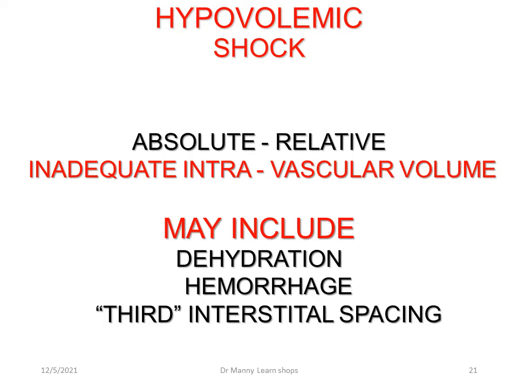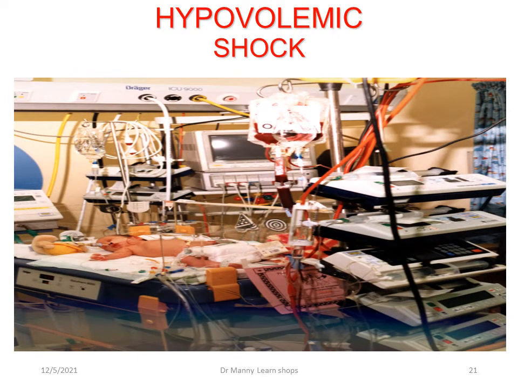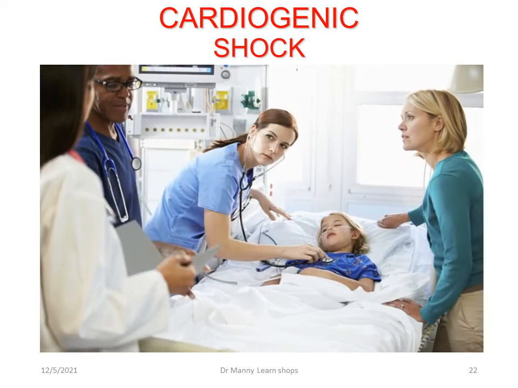In hypovolemic shock, it can be absolute or relative. There's inadequate intravascular volume, and this may occur because of dehydration, hemorrhage, and third interstitial spacing. Then you've got cardiogenic shock. This can be absolute or relative as well, and typically results from a problem with myocardial pump function. And this may include ischemia, failure, myopathies, or even myocardial infarction. Many paediatric patients have congenital heart disease.